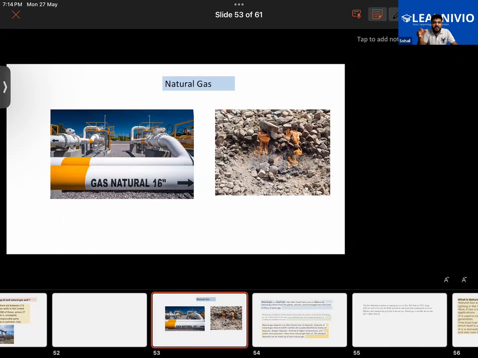So there could be a network of underground pipelines via which it can be supplied to homes and factories. Thereby it eliminates the need for additional storage and transport. Although we can store it in cylinders also, that's one of the options, but in some cities, some places, there could be an underground network of pipelines through which natural gas can be directly provided to homes and factories.